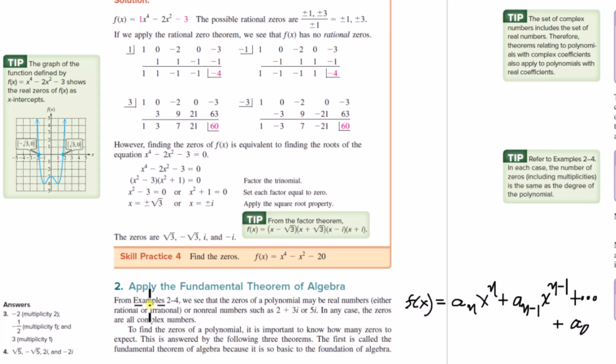This is the kind of polynomial we're thinking about in this section, talking about the fundamental theorem of algebra. Okay, so it says, in the previous examples, we see that the zeros of a polynomial may be real numbers, either rational or irrational, or non-real numbers, such as 2 plus 3i or 5i. Yeah, that's what we saw. We either have irrational or rational zeros with the corresponding rational or irrational factors, or there's complex zeros with complex factors. Now it says, in any case, the zeros are all complex numbers.